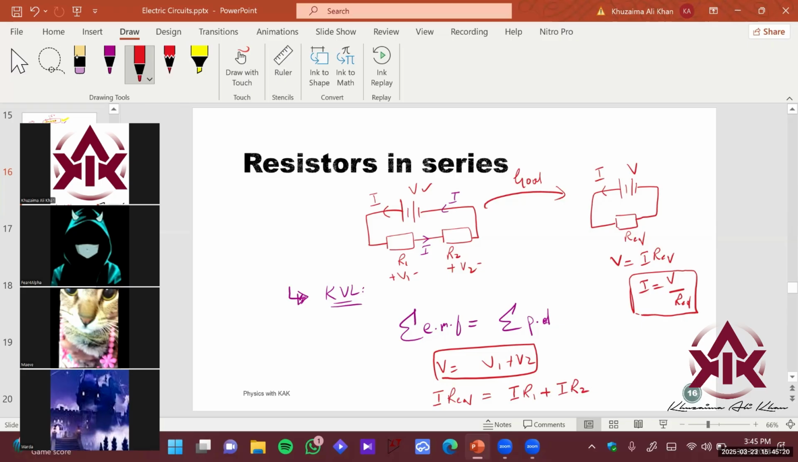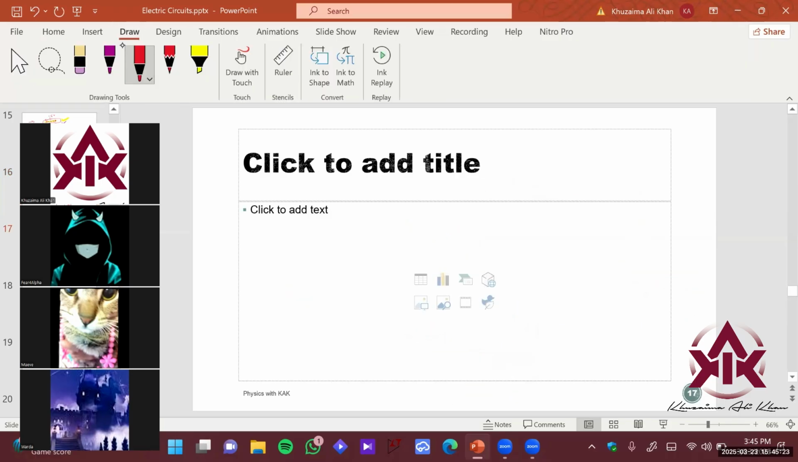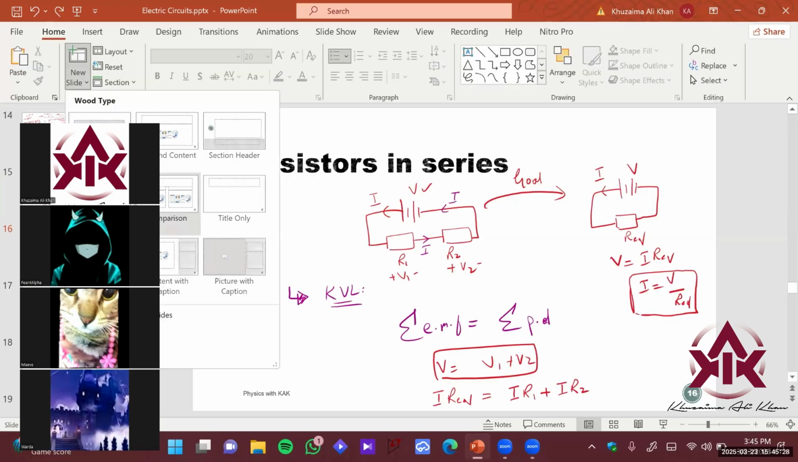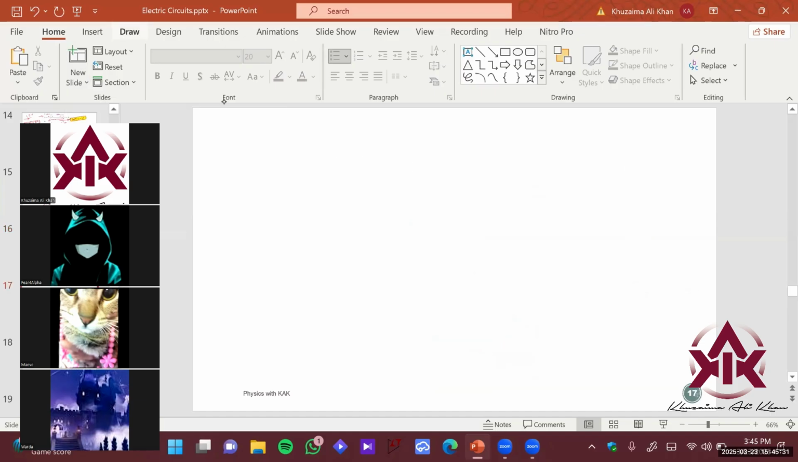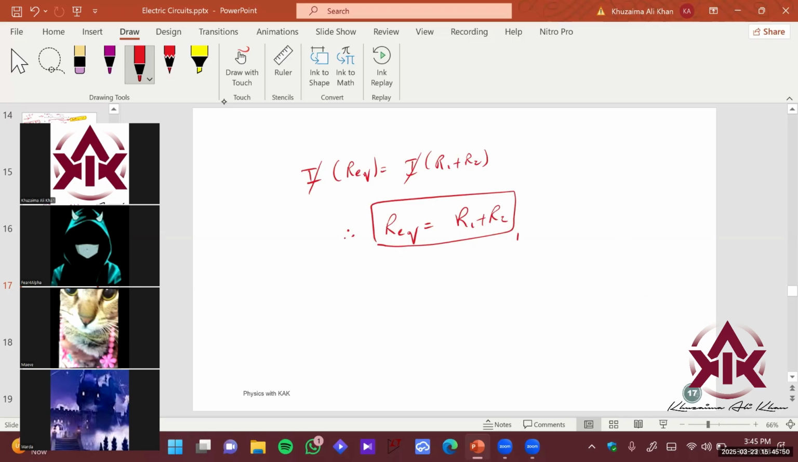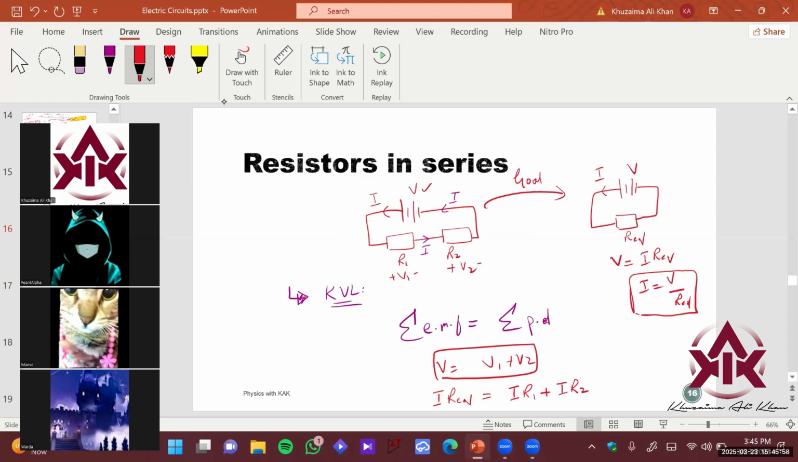Now we can take something common here. This is just revision for you, so it's going to be pretty simple. What is common over here? We can see that I is common. So I R equivalent equals I times R1 plus R2. This and this cancel out. Therefore, you have this formula for resistors in series, that is R1 plus R2. Hence shown. This is the mathematical operation which shows the equation, and the proof is basically ended over here.